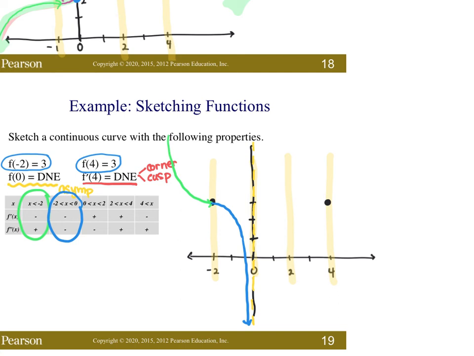The next section, between 0 and 2, I also can't touch the asymptote. I need to have positive slope with negative concavity. Positive slope with negative concavity. Do you see how I curved there?